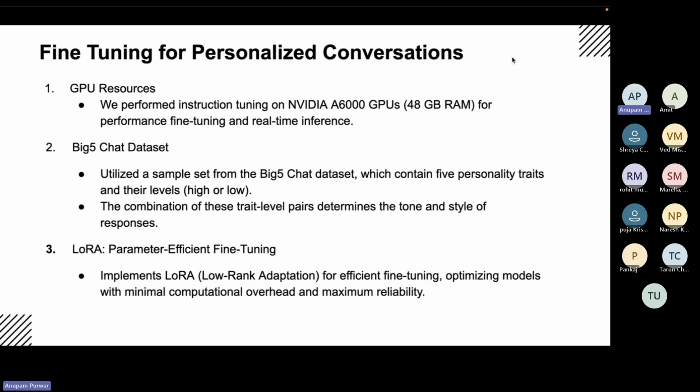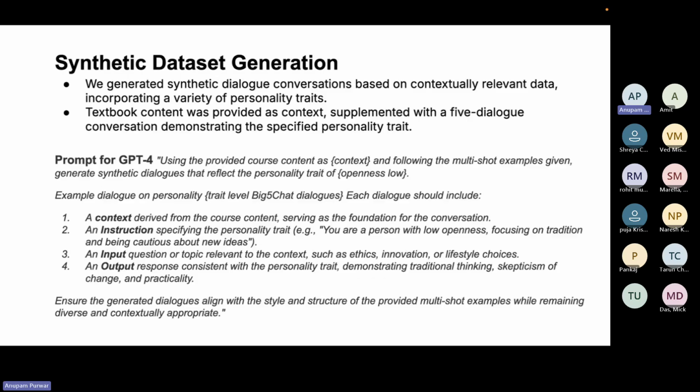In case of LoRa, which is also known as parameter efficient fine tuning, it is parameter efficient because we are not really updating all the parameters, all the weights of the existing language model. We are only changing a few of them. And what we really mean by a few becomes clear in this table.